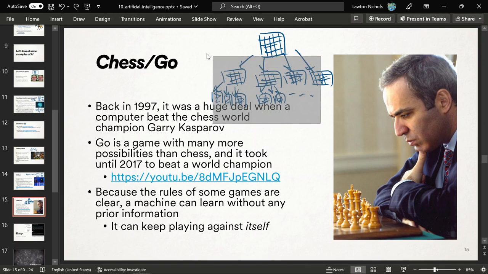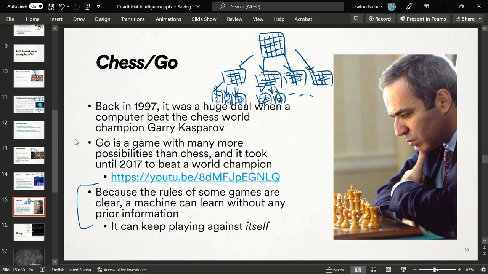Make some guesses as to what to do and see if you keep winning. See if you keep losing. A machine can learn without any prior information at all if it knows what the moves are. The idea is that the software can keep playing against itself and can figure out, okay, this is always going to be the best way to make the move, something like that. Okay, so that's chess and Go.